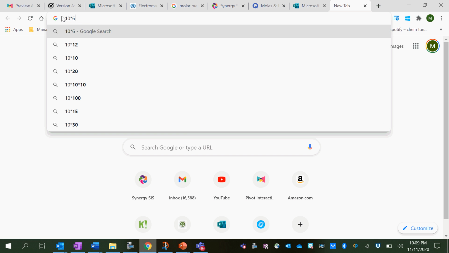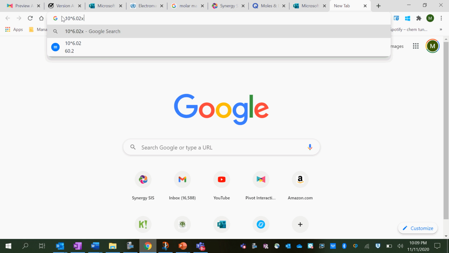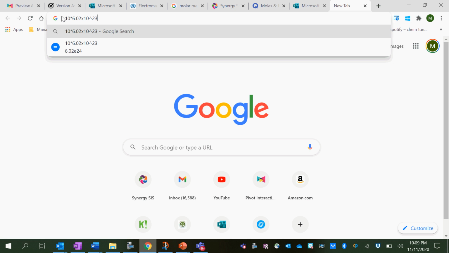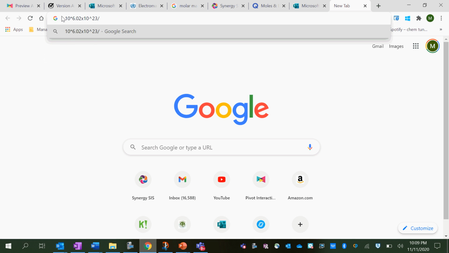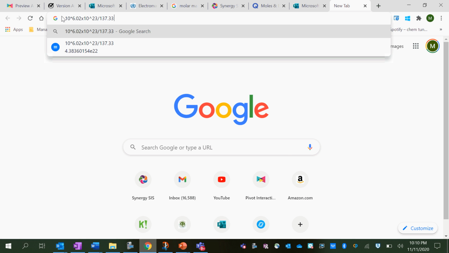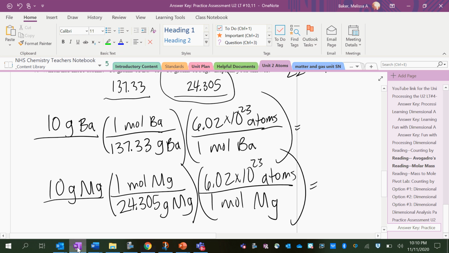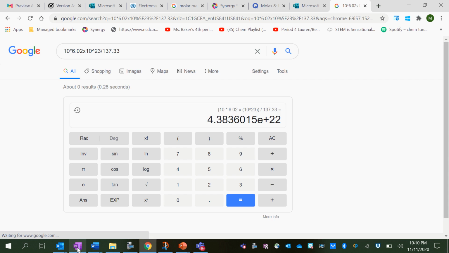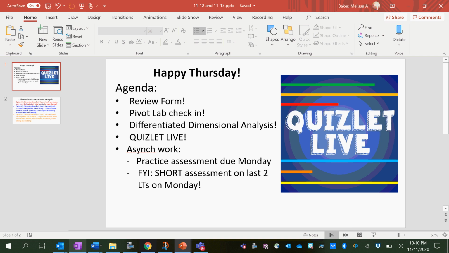So we can do this in Google. 10 times 6.02 times 10 to the 23rd divided by 137.33. Is that right? 137.33 equals, come on, Google, 4.38 times 10 to the 22nd.